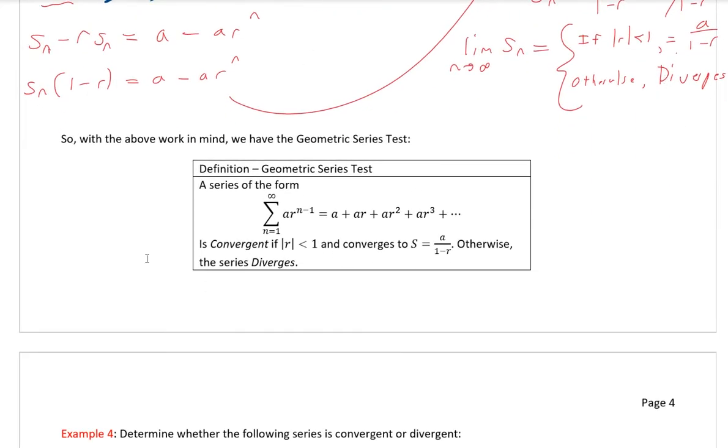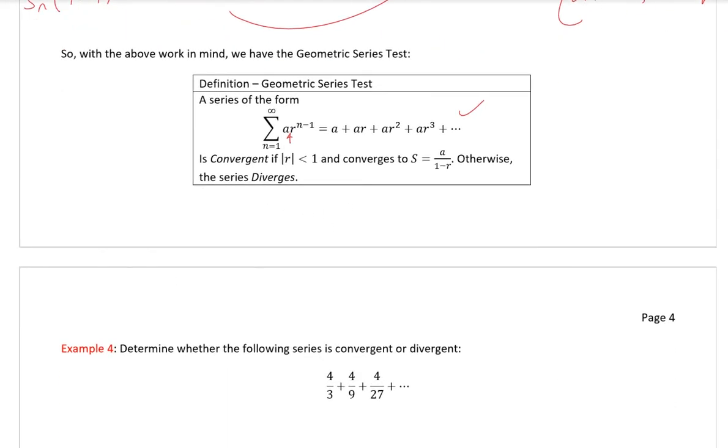This result is summarized here. A series of the form like this is convergent as long as that ratio is less than 1, and it converges to a over 1 minus r. Otherwise, we say the series diverges. Notice that unlike the Nth Term Test, we both have a way of defining something that is divergent and also to confirm if something converges, whereas the Nth Term Test really was only useful to show if something diverges. Now we have a tool to confirm if something converges or not. It won't work for everything, but it will work for a lot of things. We're going to show a few examples of those here.